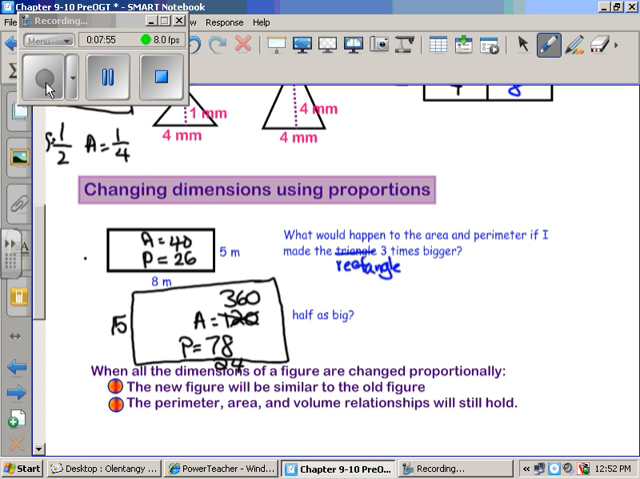Why is that? You have to square that difference, right? You have to square the difference. So that's 40 times 9. Okay? What would the area and perimeter be if the shape was half as big? What would the perimeter be if the area was half as big as this original one?